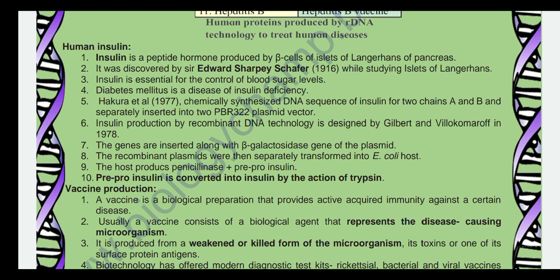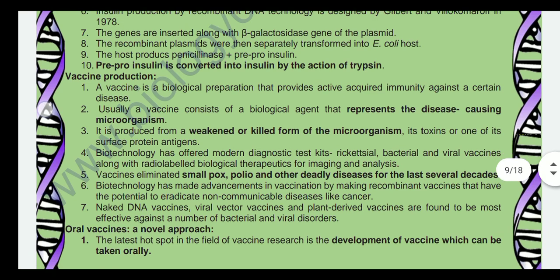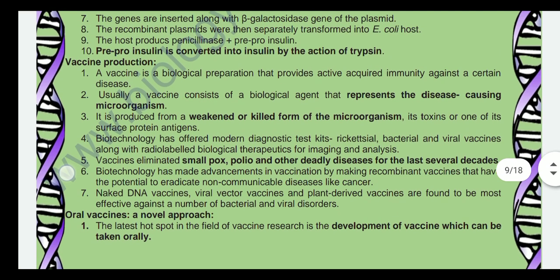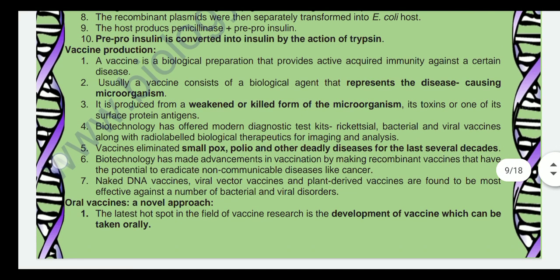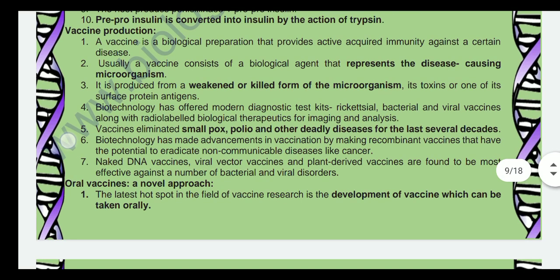Insulin production by rDNA technology was designed by Gilbert and Villa-Komaroff in 1978. So genes are inserted along with the beta galactosidase gene of the plasmid, and the recombinant plasmids were then separately transformed into E. coli host. So the host produces penicillinase plus preproinsulin. So preproinsulin is converted into insulin by the action of the digestive enzyme trypsin.